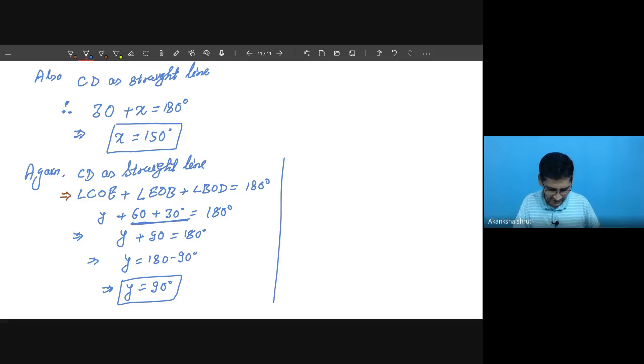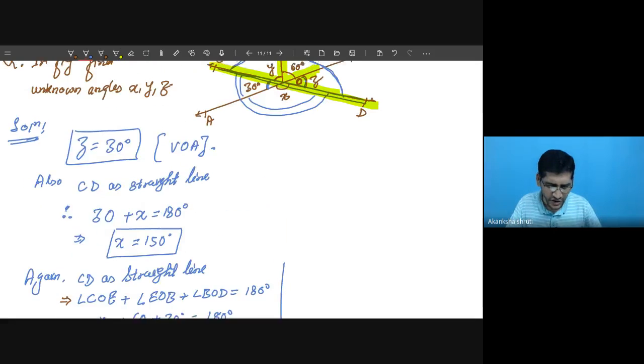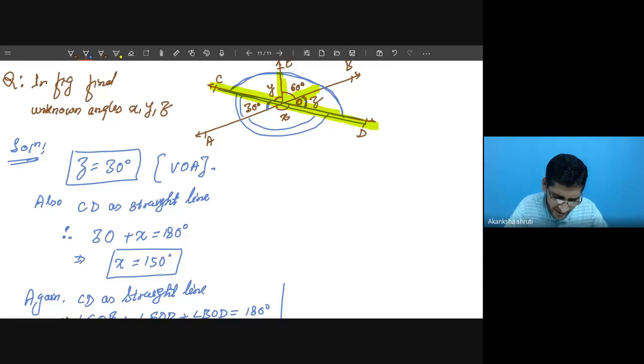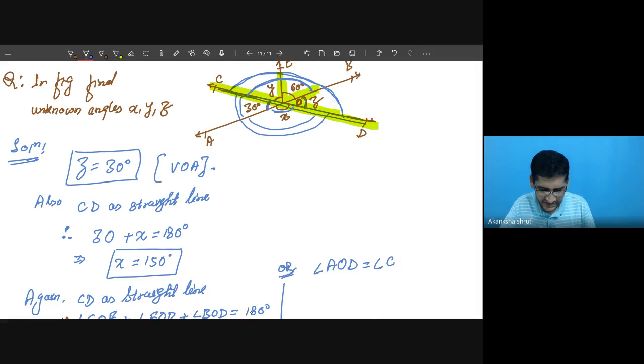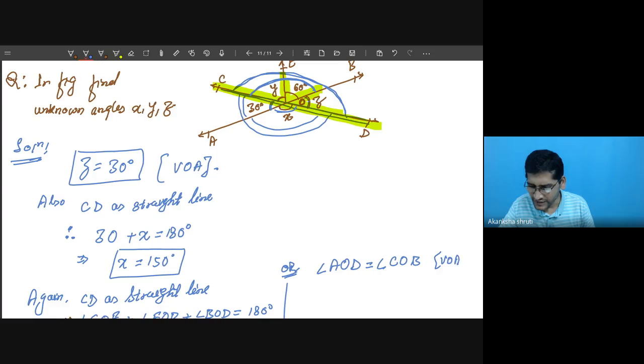Student, there is another way of calculating this Y also. One may think, see, what is that? One may think, whatever this X is, this X is the same as the vertically opposite angle. Also, we can write angle AOD is equal to angle COB. They are vertically opposite angles.